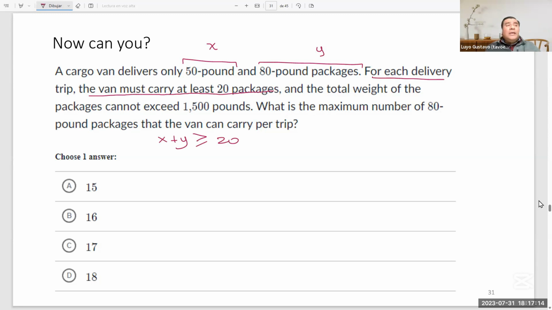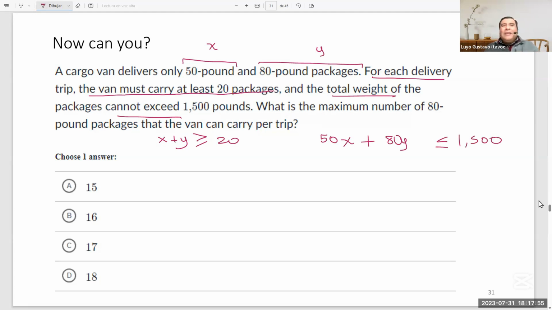Now, what else? The total weight of the packages cannot exceed 1,500. What is the total weight? Well, the total weight is the addition of two partial weights. The weight of all the 50-pound packages, which would be X times 50 in pounds, and the weight of the 80-pound packages, that is Y times 80, or 80Y. This sum is the total weight, and this cannot exceed 1,500, that is, it should be 1,500 or less. We can also represent this using this inequality. Now we have these two inequalities with X and Y.